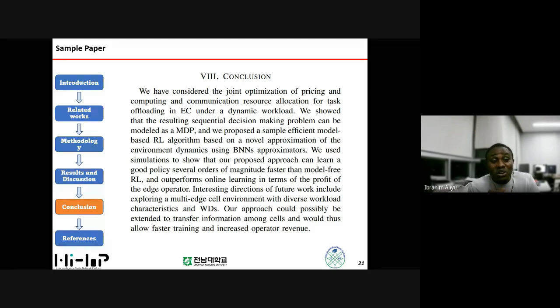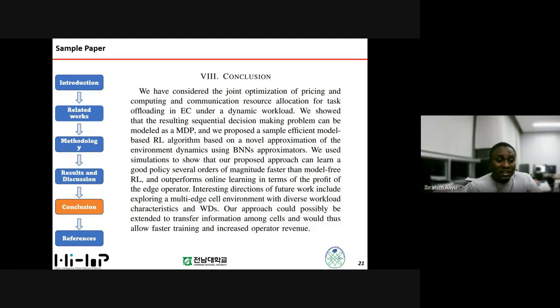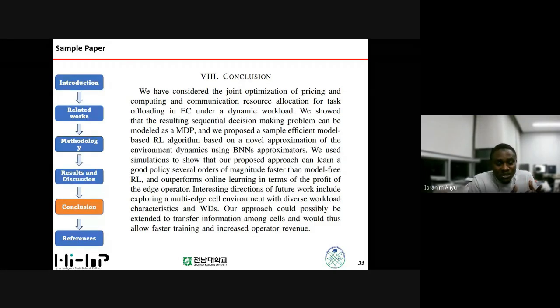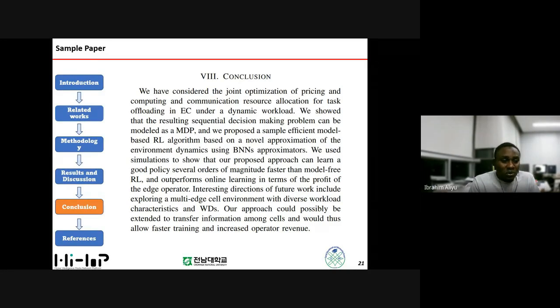Interesting directions of future work include, you can see they are now giving. If you write anything outside this, the research community or whoever is reviewing your work will find out that you're not following what is expected. So sometimes when we receive a review, this is what we check. It's the system. You have to understand how the system works.